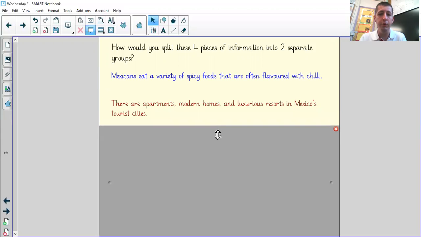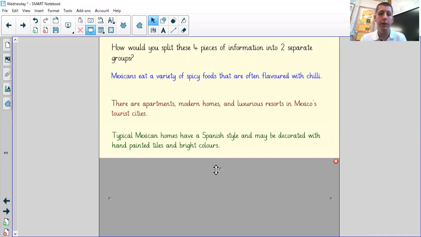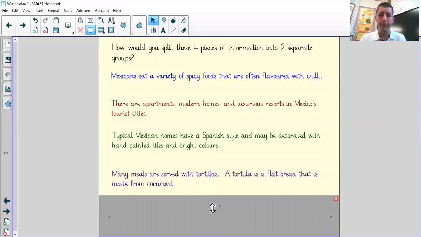There are apartments, modern homes, and luxurious resorts in Mexico's tourist cities. Typical Mexican homes have a Spanish style and may be decorated with hand-painted tiles and bright colours. Many meals are served with tortillas. A tortilla is a flat bread that is made from cornmeal. So all of that information is to do with Mexico in some way, but what 2 separate groups would you put that information into? Pause the video and have a think.